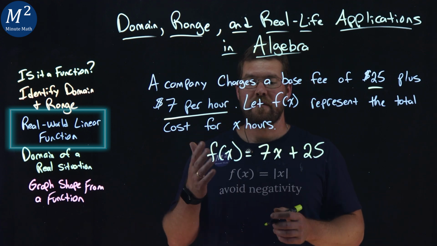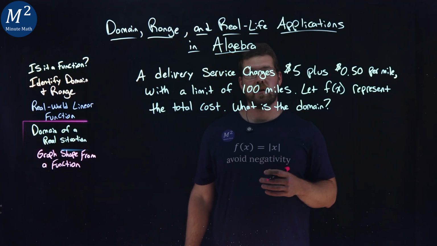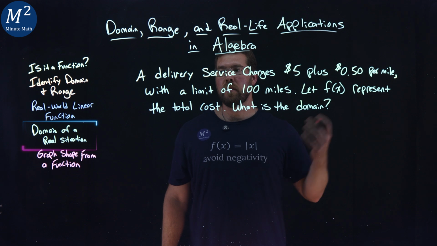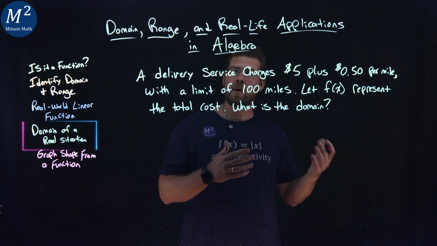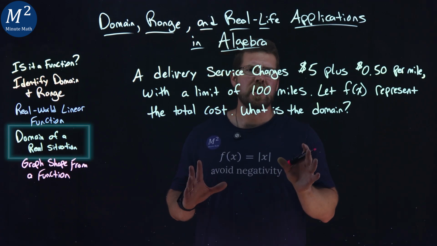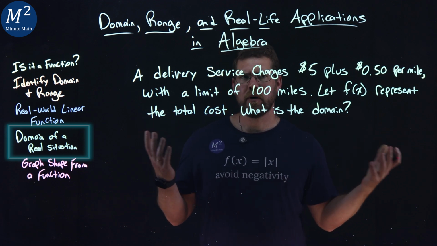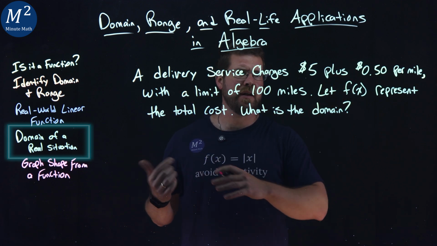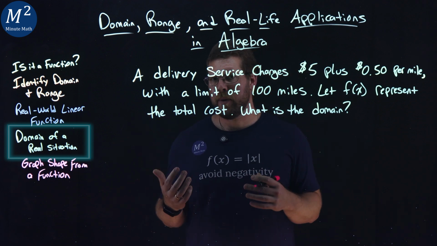So our function here is f of x is equal to 7x plus 25. A delivery service charges $5 plus 50 cents per mile with a limit of 100 miles. Let f of x represent the total cost. What is the domain? Now here in this problem, they're only asking us what the domain is, not to find our function. We could find our function to represent it, but they're only asking us here for the domain, so let's only find the domain.